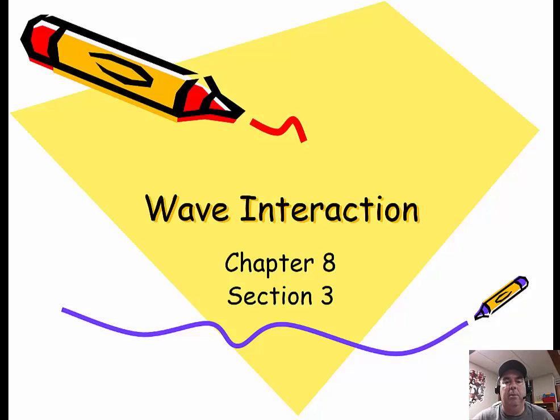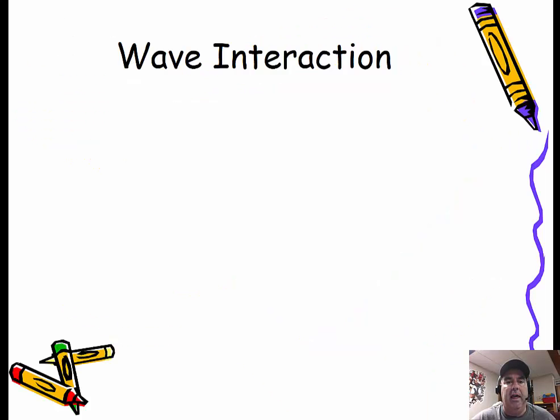The last section in chapter number 8 is going to be talking about some wave interactions. We talked about waves moving. Now we're going to see what happens when these waves encounter one another, encounter boundaries, and things like that.